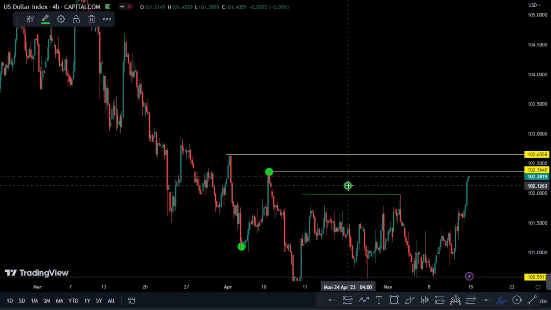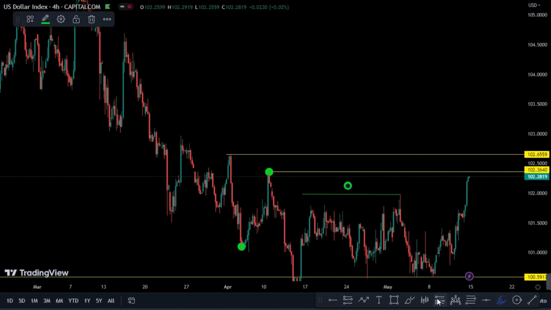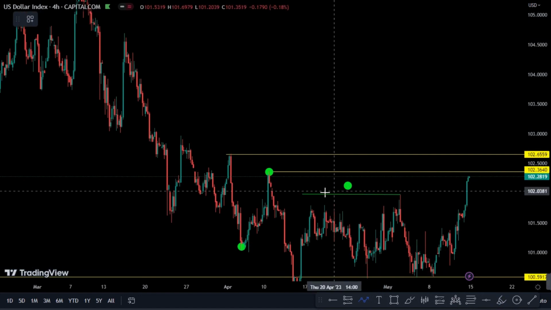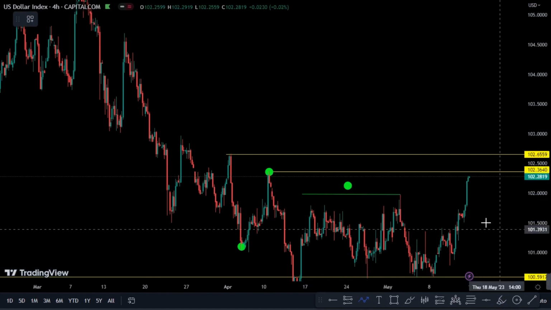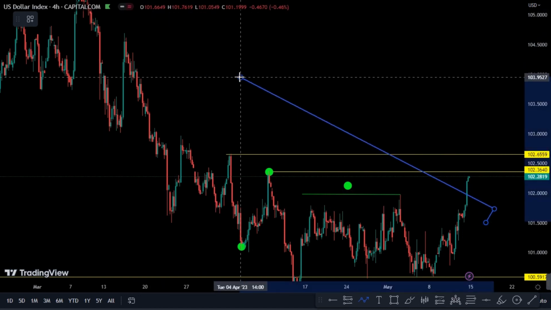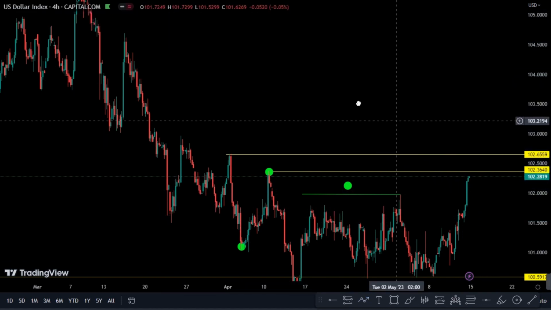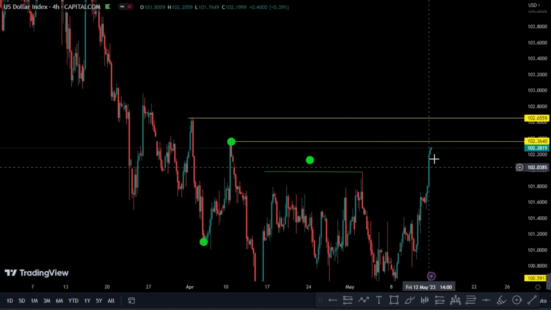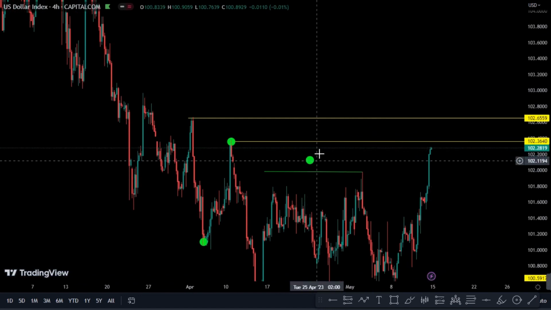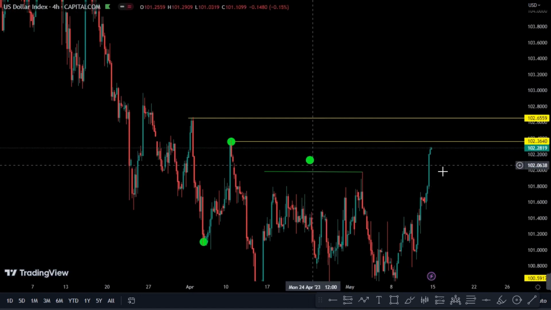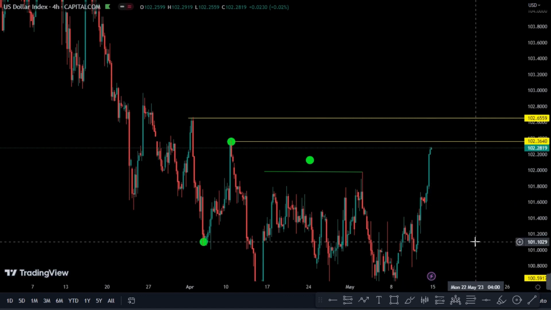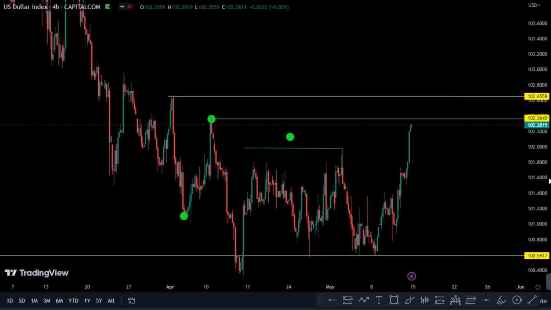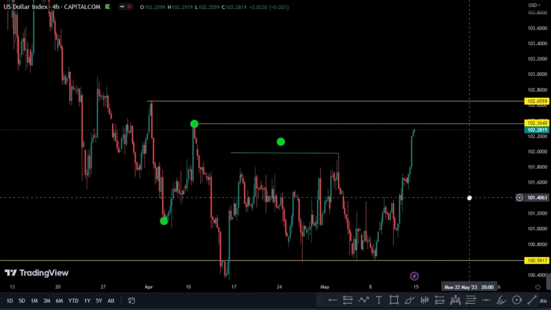And one can also look at this area here as liquidity that was left by the market, and this could be a liquidity grab by the market. Then this movement to this area could be a liquidity grab of this area here, and once the liquidity grab is done, the market will push to the downside. So that is the anticipation.